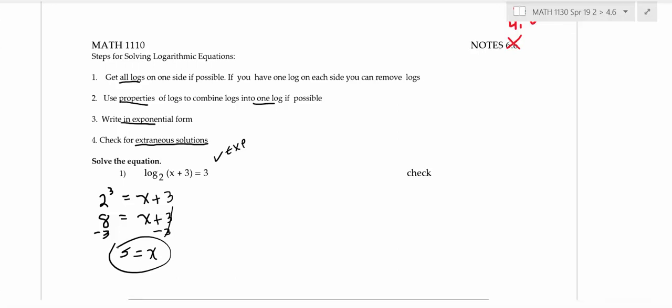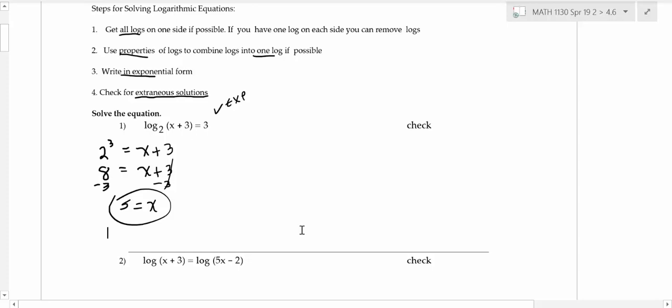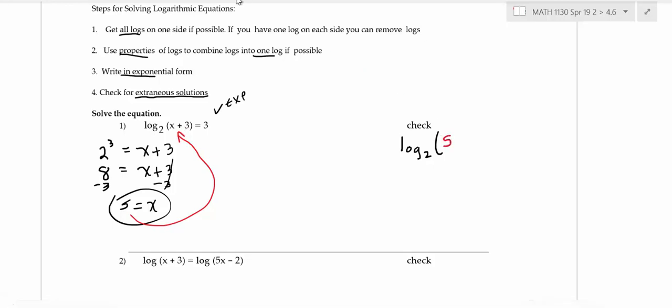Okay, the checking on this, I think you gain a lot out of checking your answer because it helps you understand how logs work. So let's check the answer. What I'm going to do is plug the 5 back in. This will help us review the logs a little bit. So we're going to work out the log base 2 of 5 plus 3. Well, that is the log base 2 of 8.